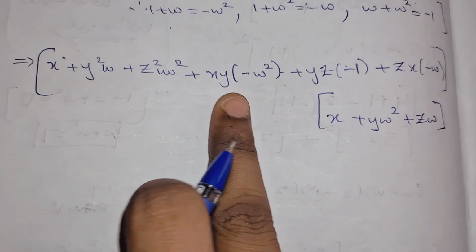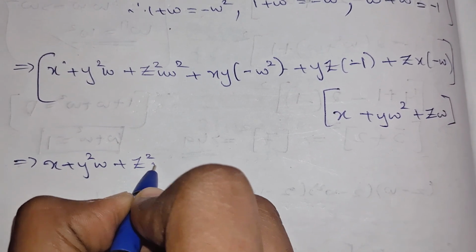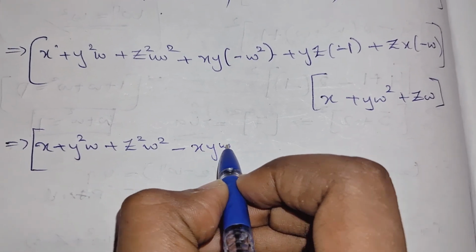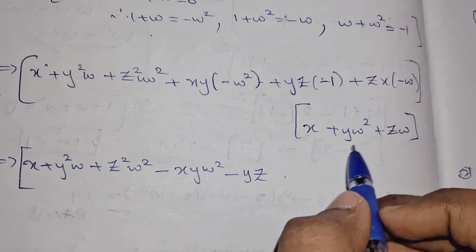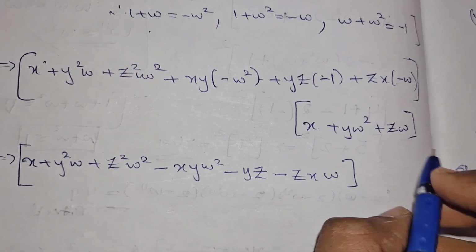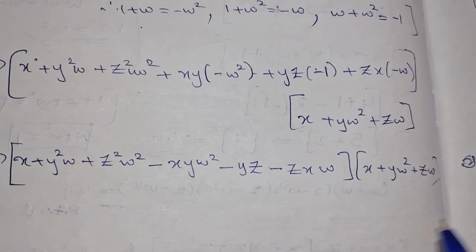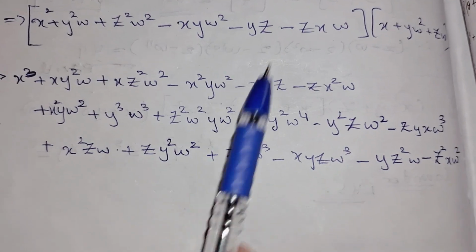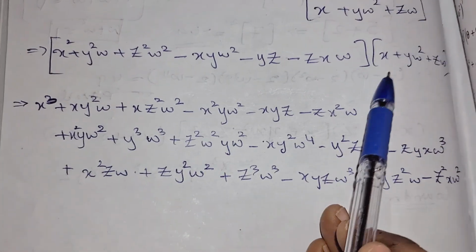I will multiply these terms. So x square plus y square omega plus z square omega square, minus xy omega square, then minus yz, and minus zx omega. This is multiplied by x plus y omega square plus z omega. After multiplying all these terms, I'll get this. Let me explain. I have multiplied this term with this term.